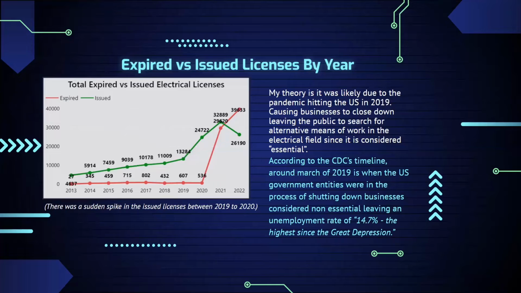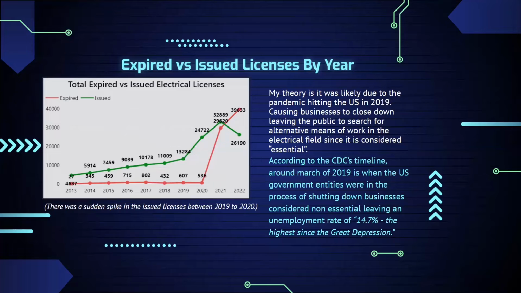And so people started looking for different ways to make money, and so I think that's what caused that spike in the issued licenses. But then from 2020 to 2021, if you're looking at the red, the expired licenses, it's greater than the number of issued before.